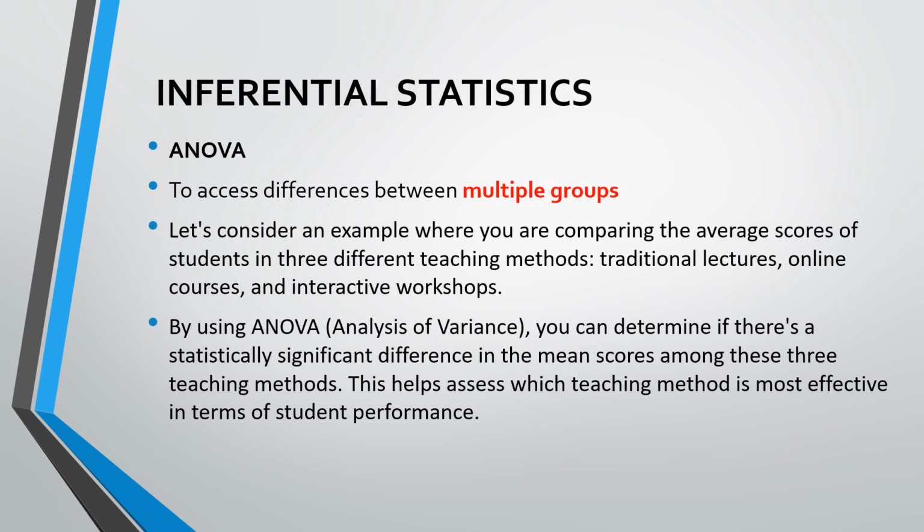Inferential statistics: ANOVA. To assess differences between multiple groups. Let's consider an example where you are comparing the average scores of students in 3 different teaching methods: traditional lectures, online courses, and interactive workshops. By using ANOVA, analysis of variance, you can determine if there's a statistically significant difference in the mean scores among these 3 teaching methods. This helps assess which teaching method is most effective in terms of student performance.